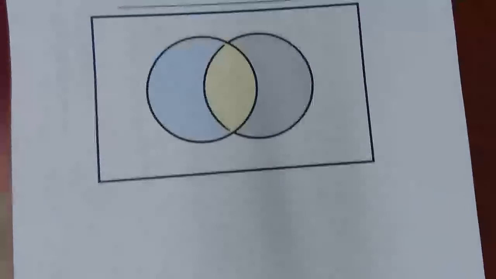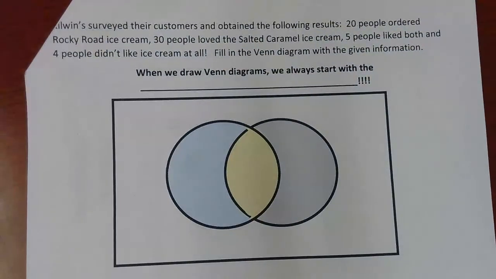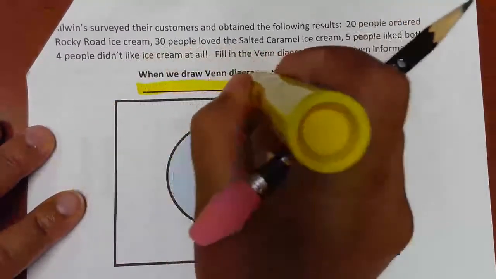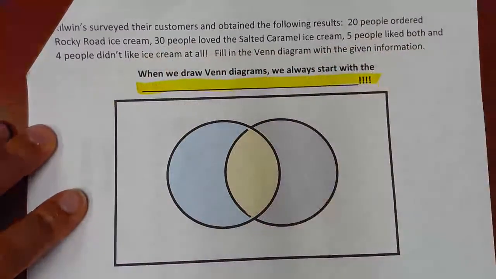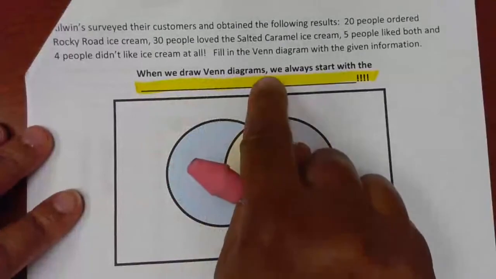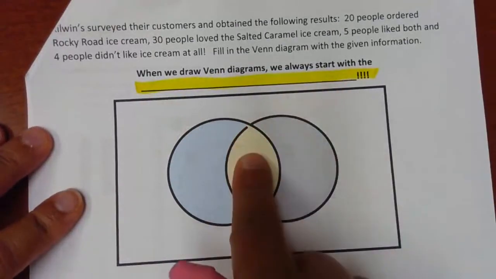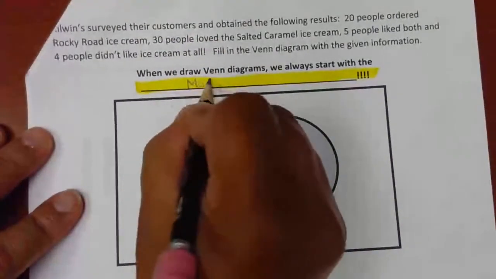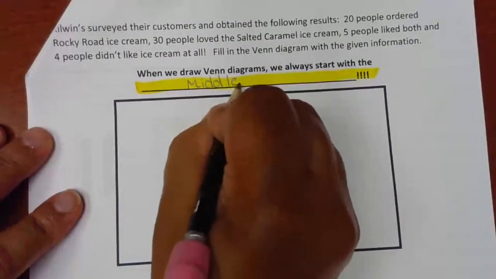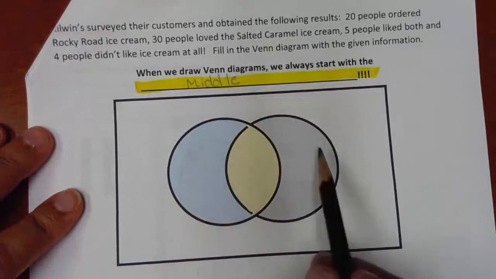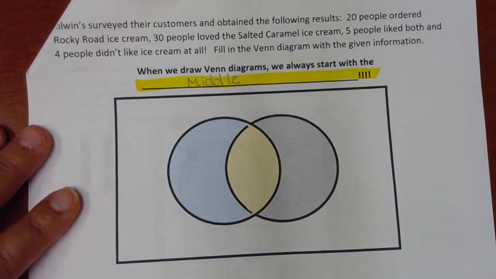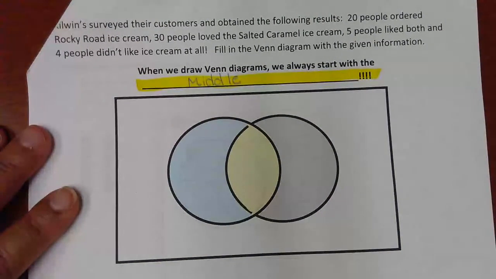Okay, moving to the Venn diagrams. This is the thing that students have a little bit of a hard time with, so I have tried to make what I want you to do very, very obvious. When we draw Venn diagrams, you must always start by filling in the middle section first, because the things that you put in the middle section will affect what you put in these outer sections. They will definitely impact them. So make sure that you always address the middle section first.